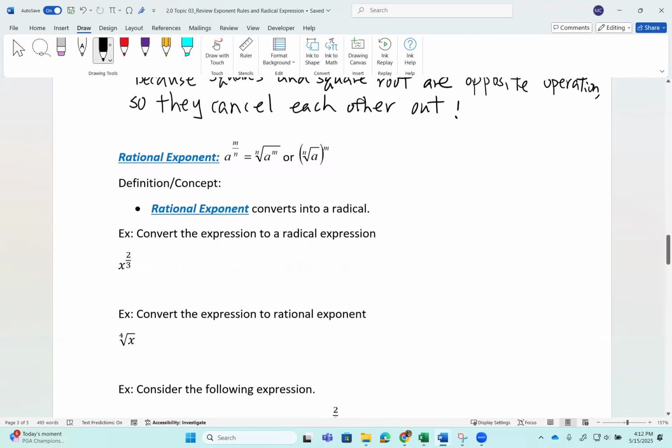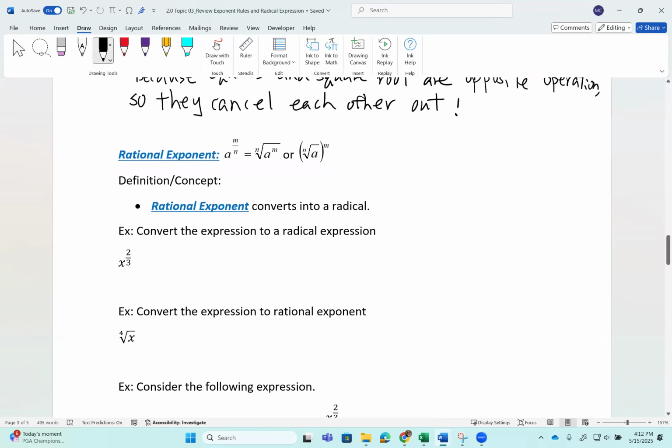All right. So here's another exponent rule called a rational exponent. The word rational in algebra also means fractions. Okay, so this is basically saying I have a fraction exponent. So when the base a is raised to a fraction exponent, the denominator determines the roots. The numerator tells you what the base is raised to inside the radical. Okay, rational exponent converts into a radical expression. Denominator is the root. Numerator tells you what the base is raised to.